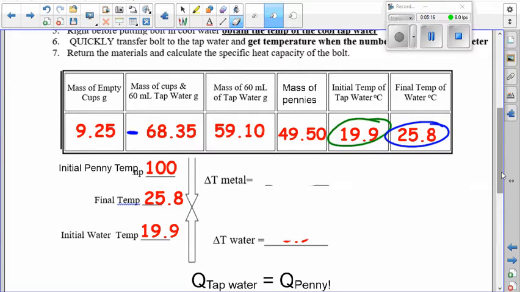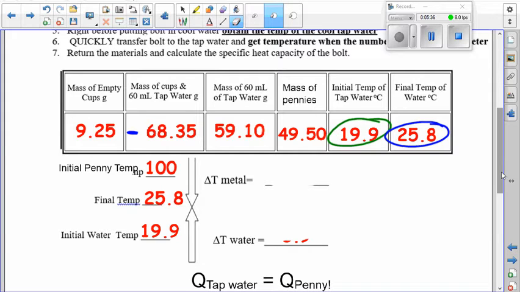So these are both for the water. So we actually are going to use that, but not right now. If I'm talking about just the pennies there, Michael, what temperature did the penny start at? What was their initial temperature?